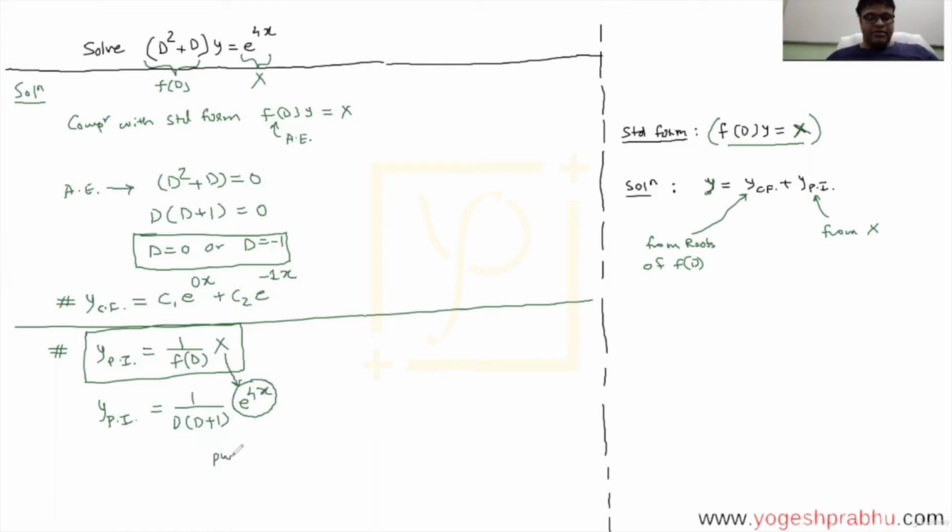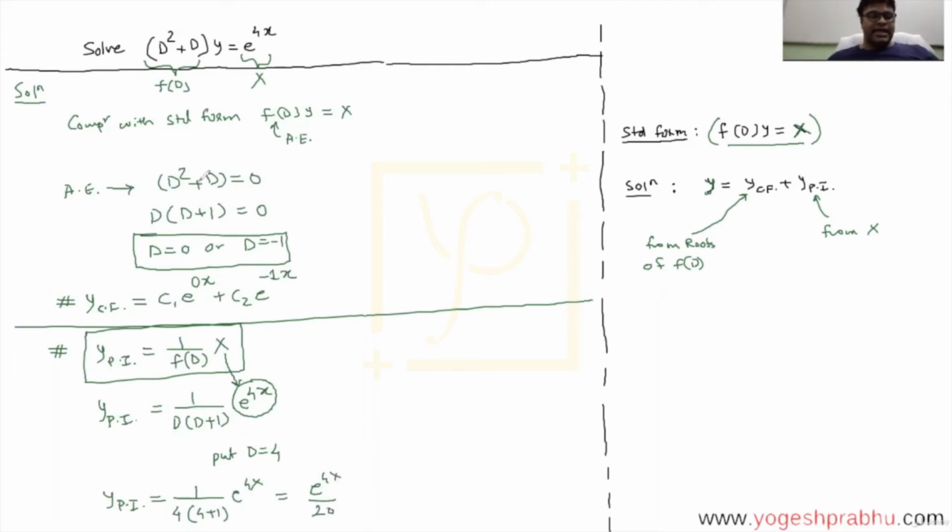So here we will put D equal to 4, and when we put D equal to 4, we are going to get y_PI equal to 1 upon 4 times (4 plus 1), and then e to the 4x as it is. So this is 4 plus 1, 5, 4 fives are 20. That's going to be e raised to 4x upon 20.